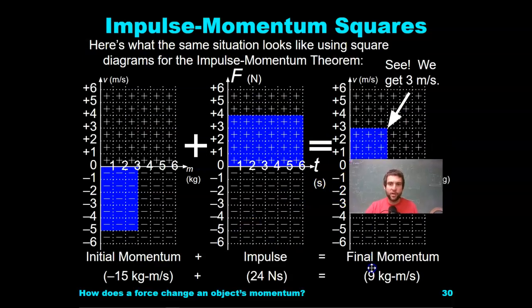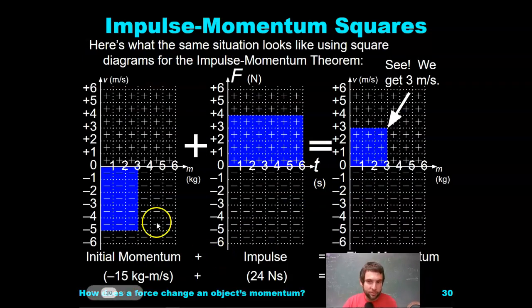Here's what the same situation looks like using square diagrams for the impulse momentum theorem. All right, so mass was 3 kilograms, and the initial velocity was -5. So there we go. Plus the impulse. Starting momentum plus the impulse equals the final momentum.